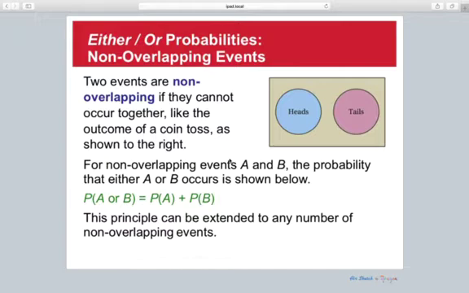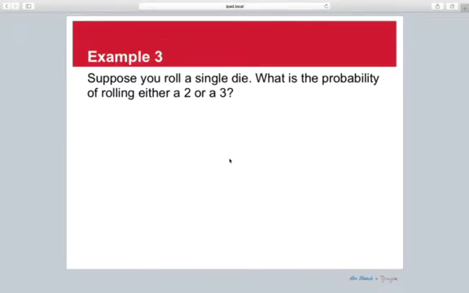For that, the probability formula is just going to be the probability that A or B occurs is equal to the probability of A plus the probability of B. And again, this can be extended to any number of non-overlapping events. So let's apply that in an example. Suppose you roll a single die, what's the probability of rolling a 2 or a 3? So probability of 2 or 3.